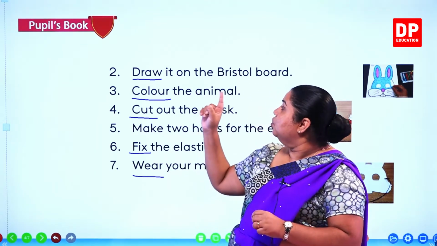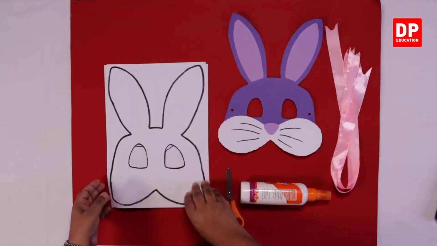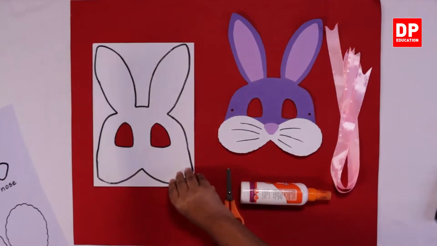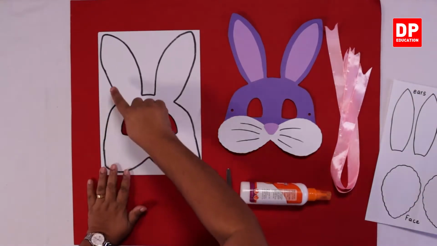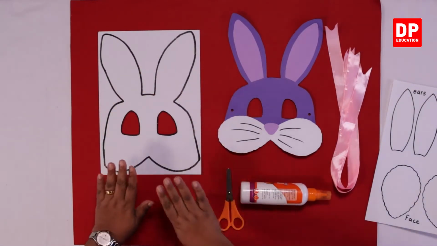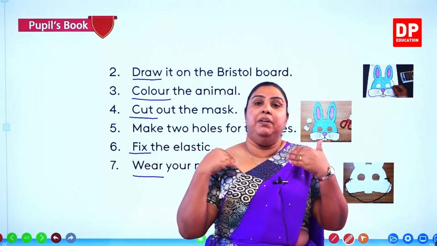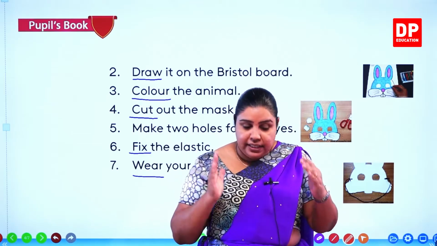Then we have to draw it on the bristle board. Now can you see, children? You have to draw it on the bristle board. Now I have drawn my animal shape on a white sheet of paper, so it will be very clear to you. You can see it properly.